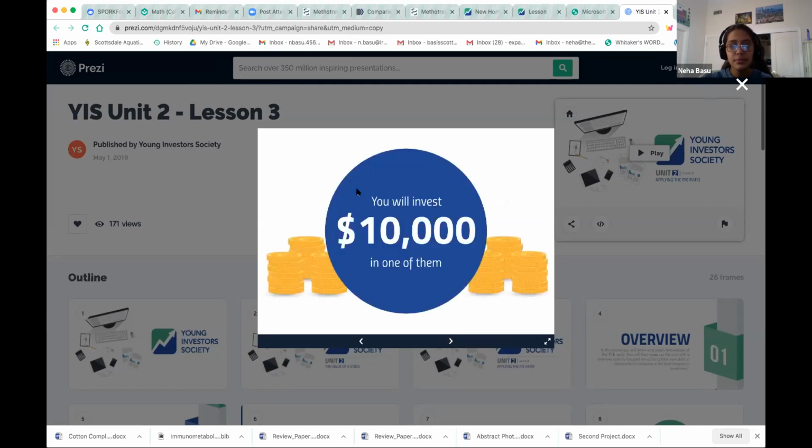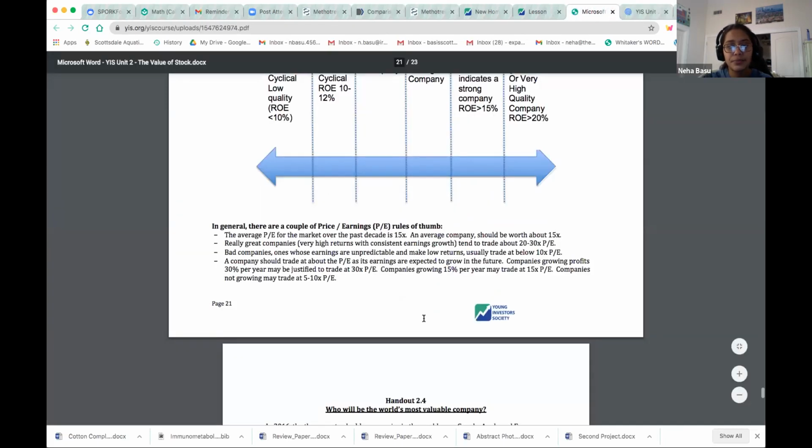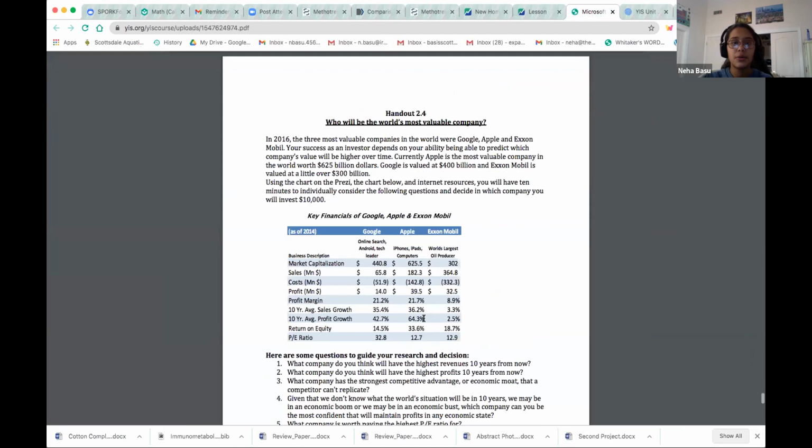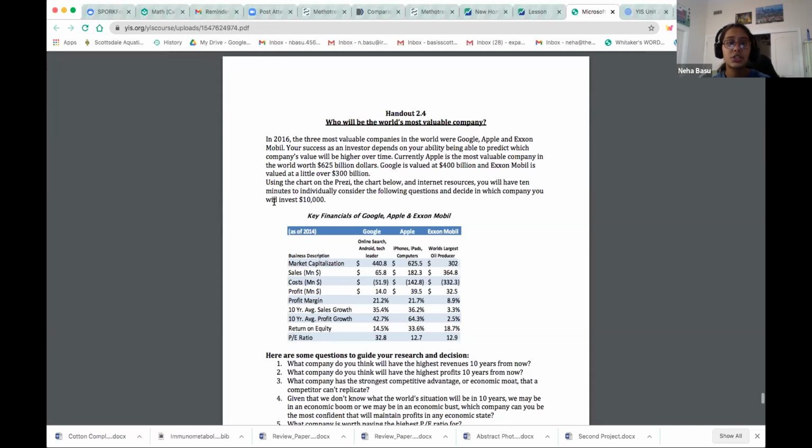So now onto a new activity. You guys are going to invest $10,000 in one of these companies. So now we're going to do the next handout, and this is 2.4. As we said before, in 2016, the three most valuable companies were Google, Apple, and ExxonMobil. Your success as a potential investor is dependent on your ability to predict how a company's value is going to change over time.